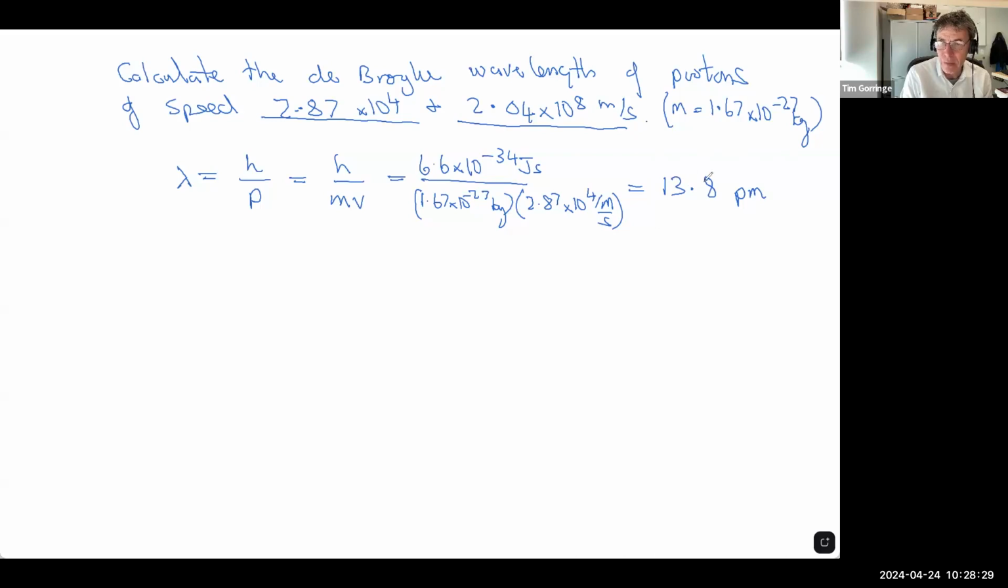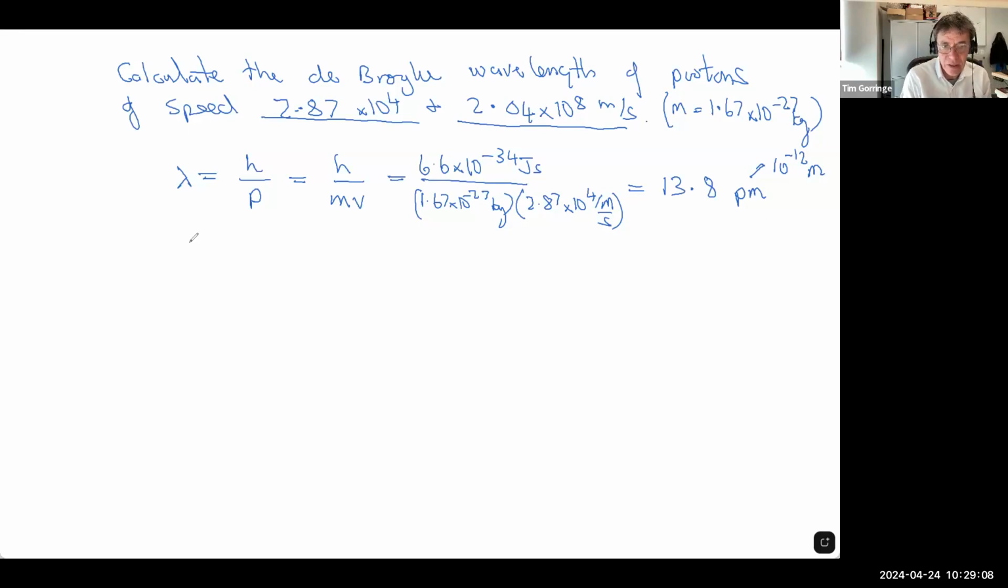The number is 13.8 picometers, so this is 10 to the minus 12 of a meter. It was just a handy unit to write this wavelength in. So this is a wavelength that's much shorter than atomic scales, which are sort of 10 to the minus 9, 10 to the minus 10 of a meter. It's much bigger than nuclear scales, which are more like 10 to the minus 15, 10 to the minus 14 of a meter. So it's somewhere in between the atomic and nuclear scales.